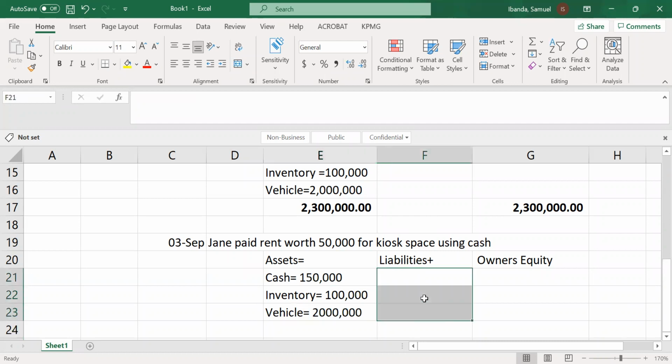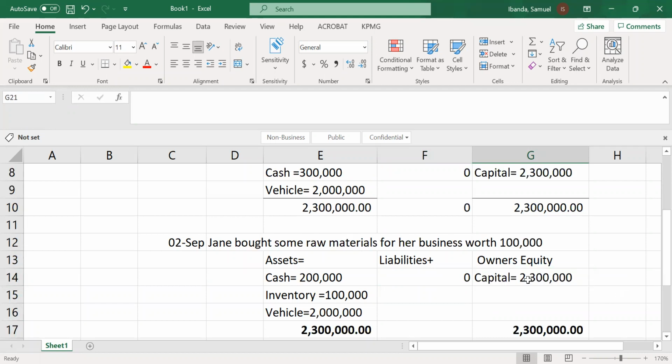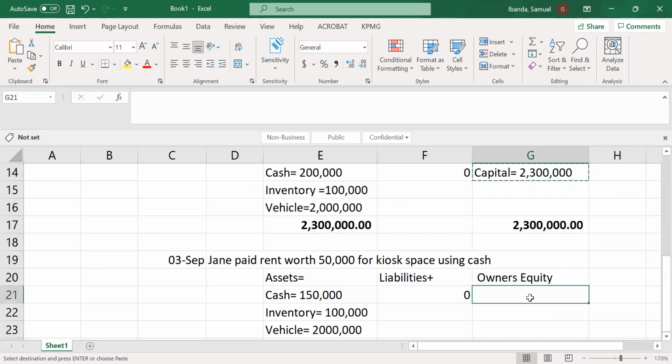In this transaction, do we have any liability? We still don't have any liability because we have bought everything using cash. So our liabilities are 0. Now, owner's equity. Do we have anything to own? Yes, we have capital that we've carried on from here, which is capital worth 2.3. Now, we have seen that the only effect that we have made is on cash. So what happens with rent?